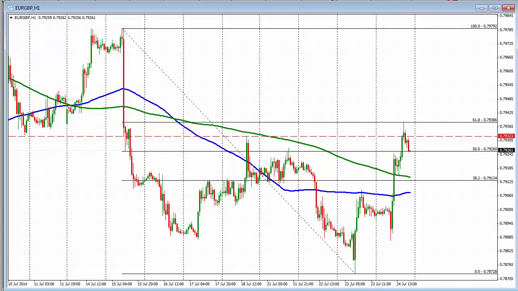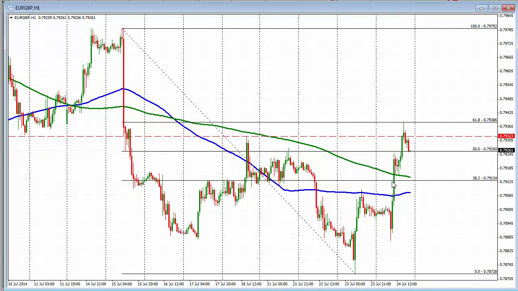And what is this hourly chart showing us? What you'll notice here is that blue line. That blue line represents the 100-hour moving average. It's a simple moving average. And we tested that line 4 days ago right here. We fell below that line 2 days ago right here. And we moved back up to it in yesterday's trading. Today, we broke above that blue line, broke above that 100-hour moving average.